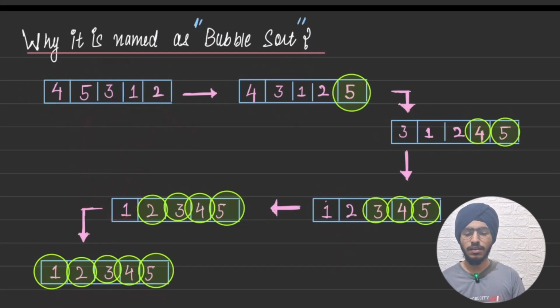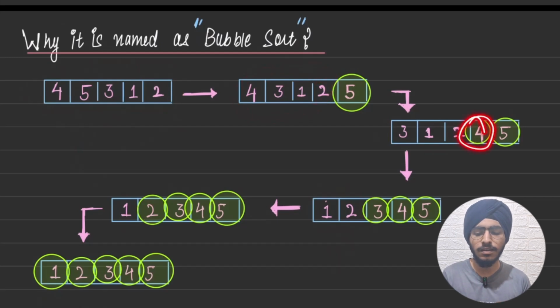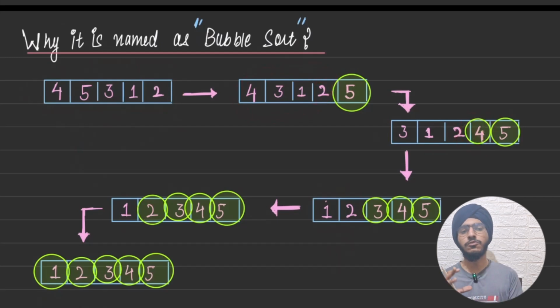Now what is happening here? Every time the maximum element from n elements is taken and pushed at the end. Similarly, now out of 4 elements, the maximum element is taken and pushed at the end. It's like the biggest bubble is going at the end, the second biggest bubble is going at the end, the third biggest bubble is going at the end. So that's why it is named bubble sort.